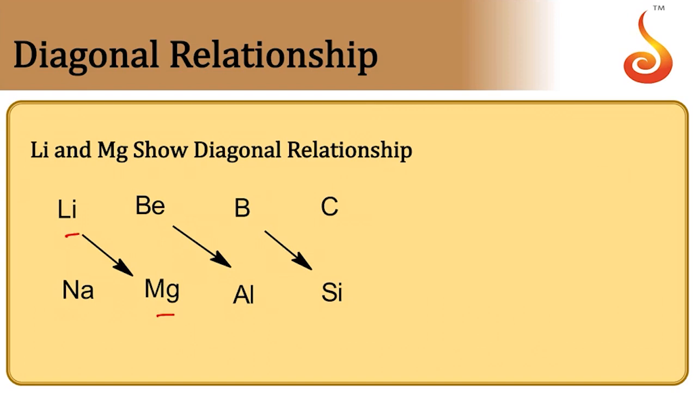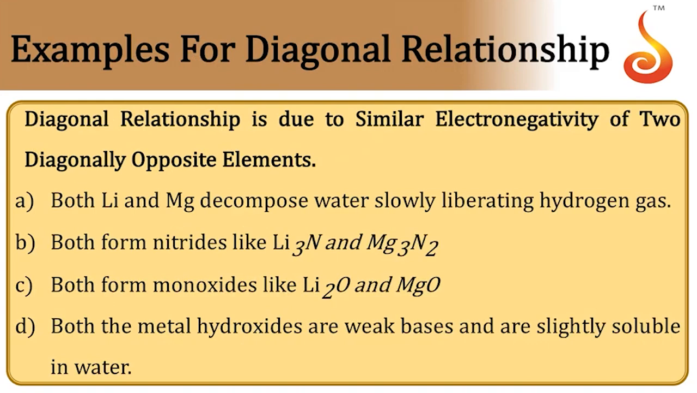Then comes diagonal relationship. Diagonal relationship means here diagonally lithium and magnesium, beryllium and aluminum, boron and silicon have similar type of properties, and that is because they have similar electronegativity values. Now let us take some examples of diagonal relationship properties. Both lithium and magnesium decompose water slowly, liberating H2 gas. So both are reacting with water and liberate H2 gas.